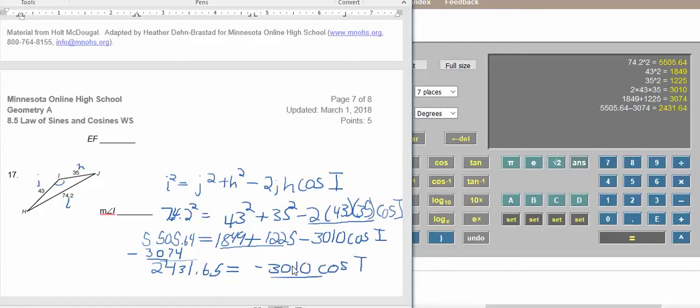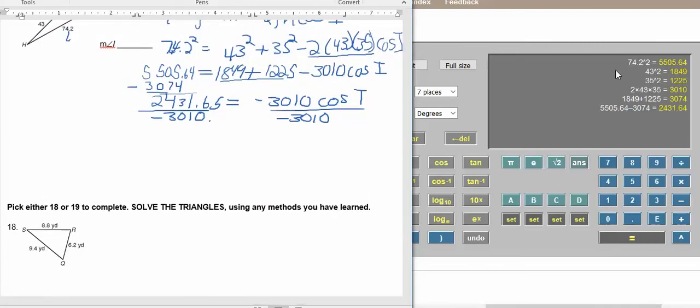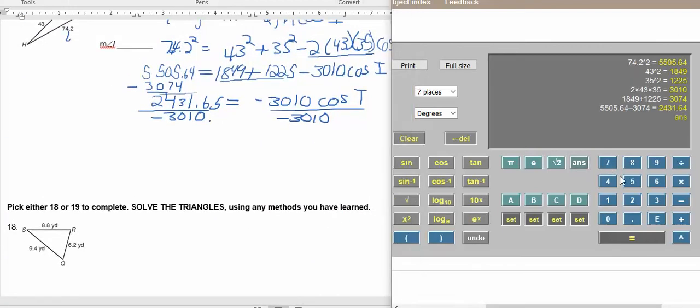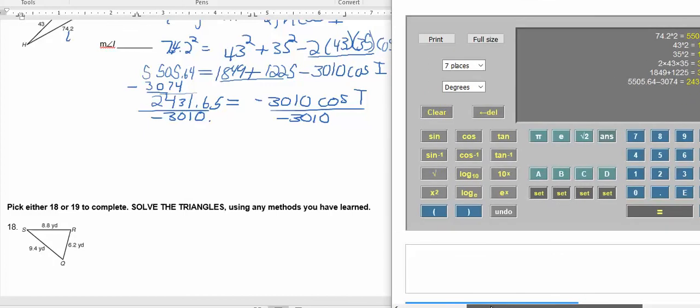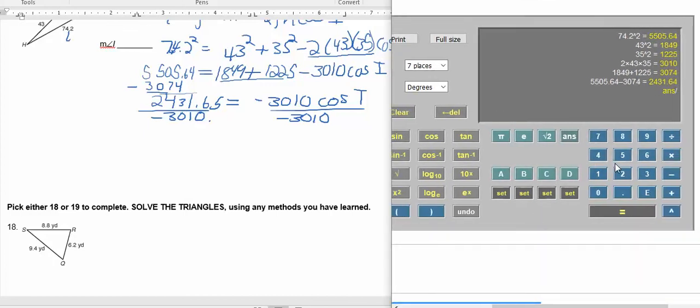Now I divide both sides by the negative 3010. So I'm going to take my answer and divide it by, where's the negative sign on this one? Some calculators have a sign just to mean negative, and some don't. And I haven't used this calculator very much before, so I'm not sure. I don't want to use the minus sign if it messes it up. So I just know my answer is going to be negative.